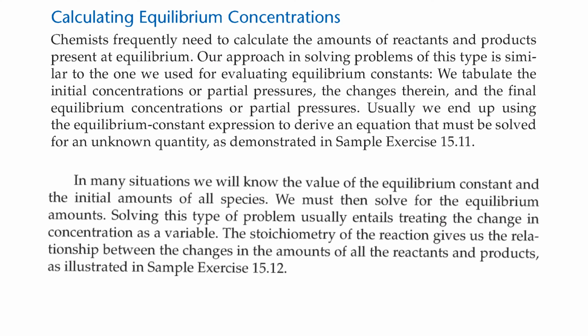In many situations, we know the value of the equilibrium constant and the initial amounts of all species. We must then solve for the equilibrium amounts. Solving this type of problem usually entails treating the change in concentration as a variable. The stoichiometry of the reaction gives us a relationship between the changes in the amounts of all the reactants and products, as illustrated in Sample Exercise 15.12.